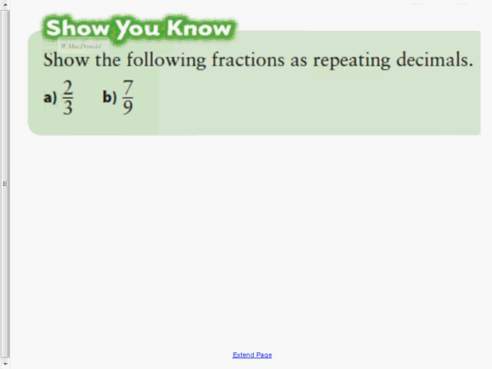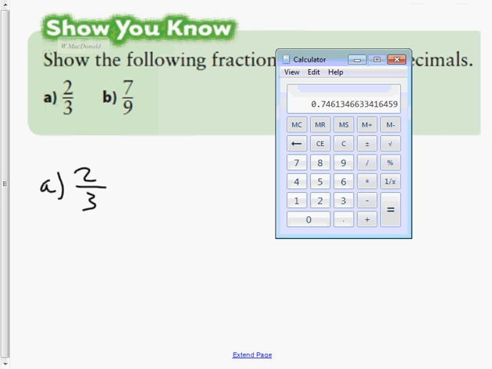This is the second show from Mathlinks 7, chapter 4.2, and it's dealing with changing fractions to repeating decimals, or showing fractions as repeating decimals. So the first fraction, 2/3, it asks to show it as a repeating decimal. So we're going to change this fraction to a decimal the same way we did the last one.